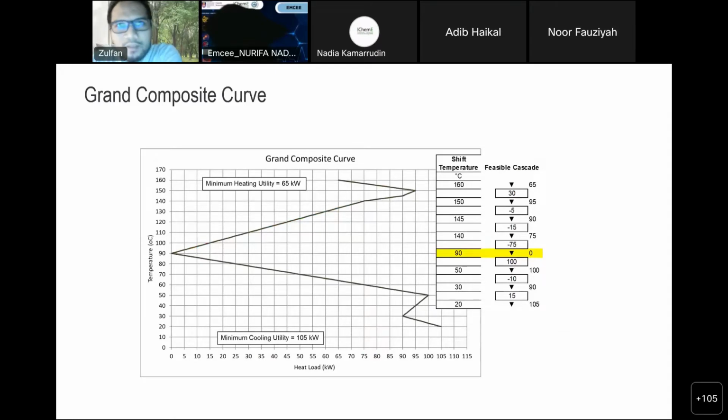The use of the problem table algorithm, the shifting of the temperature, like I mentioned before, is to generate this curve, the so-called grand composite curve, where we can identify how much is needed. We can see the same number, 65, from here to there. You can see it there. And then from here to there is 105. It basically tells us the same story as the targeting, but it tells us another deeper story. It will tell us exactly what utility level is required.